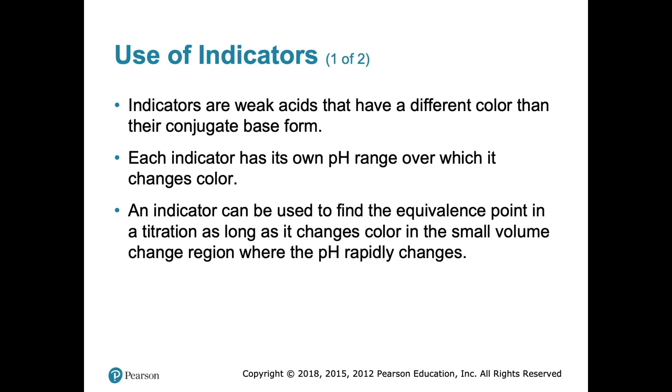So each indicator has its own pH range in which it changes color, right? And an indicator can be used to find the equivalence point in the titration, as long as the color changes rapidly in the small volume region where it rapidly changes, right? Because you want the indicator to have a very similar kind of titration curve as what you're titrating.